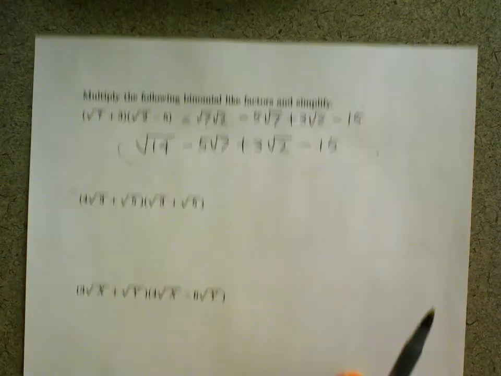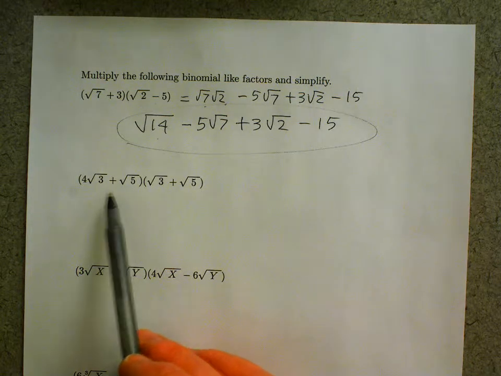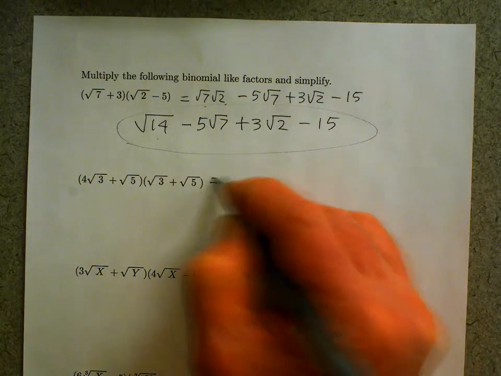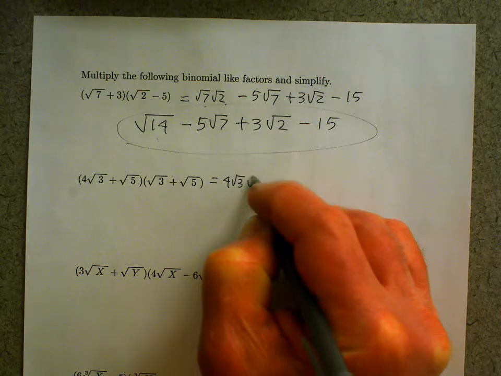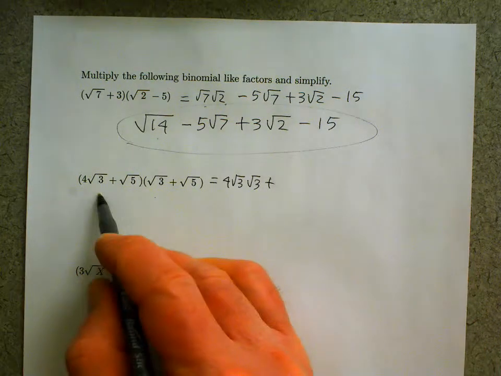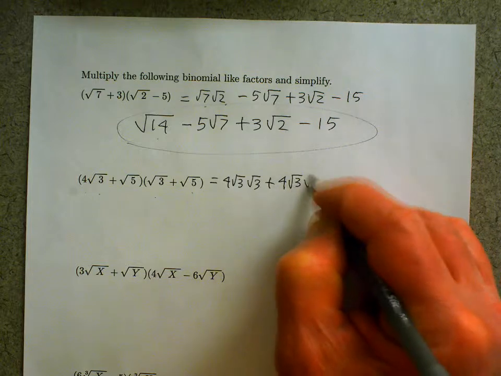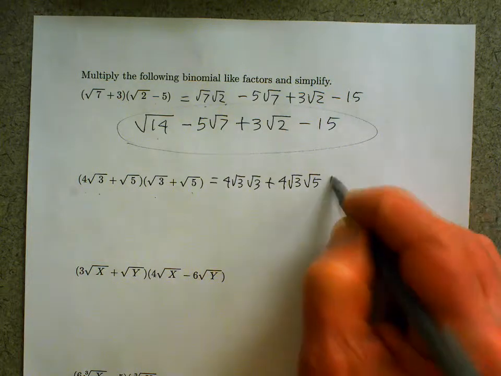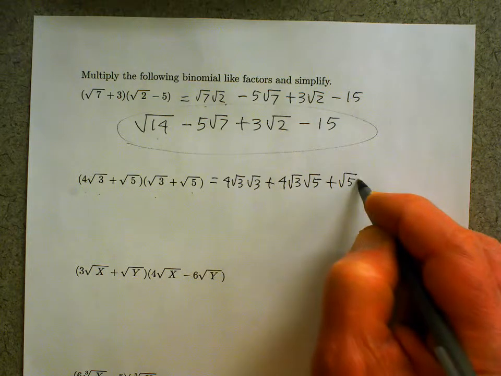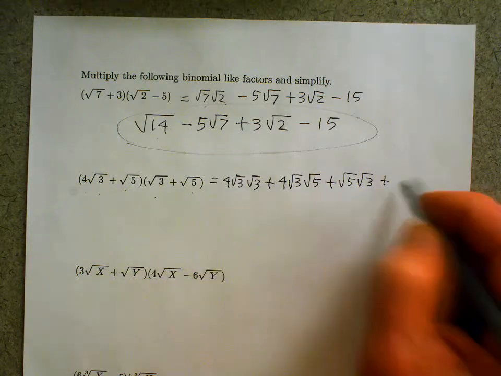Okay, in the next example, a couple of binomial-like terms. So 4 times the square root of 3 times the square root of 3, and then plus 4 times the square root of 3 times the square root of 5. So plus 4 times the square root of 3 times the square root of 5. And then plus the square root of 5 times the square root of 3. And finally, plus the square root of 5 times the square root of 5.